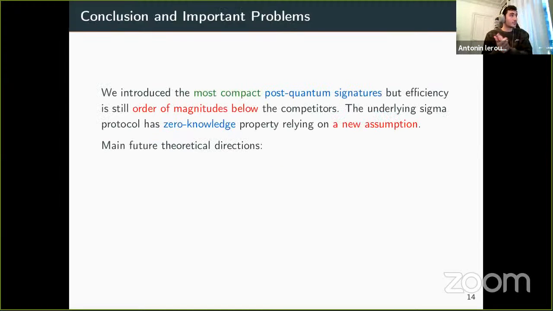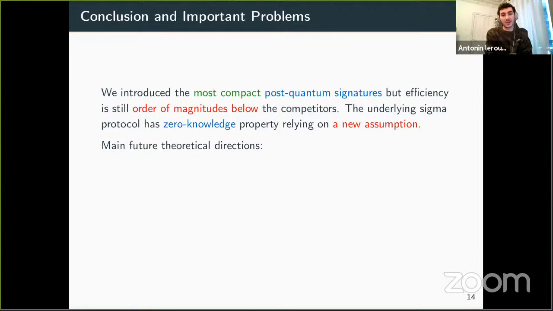We introduced the most compact post-quantum signature scheme, which is really nice. But if I remove my hat of isogeny-based cryptographer, I realize that this scheme is actually not efficient and still orders of magnitude below the competitors that we can obtain, for instance, from lattices and codes. Moreover, the underlying Sigma protocol has a very ad hoc security assumption, which is not very nice theoretically speaking, even though, of course, we believe that this assumption is hard.